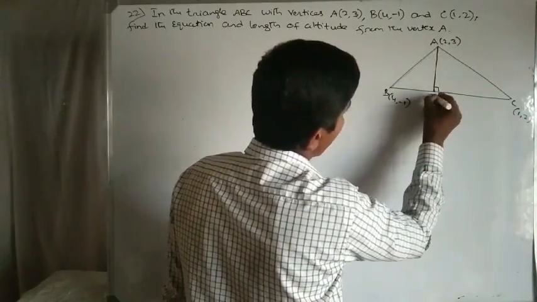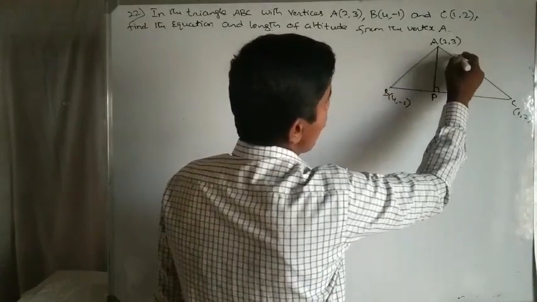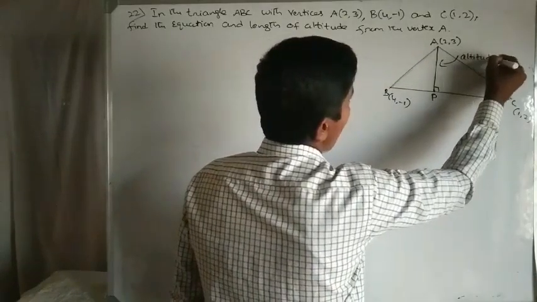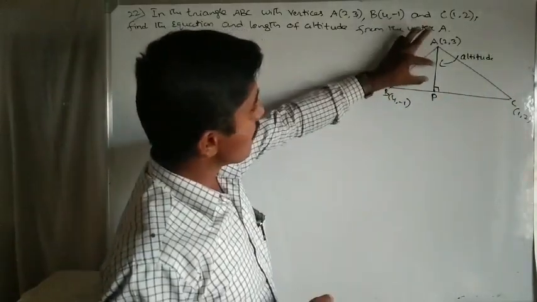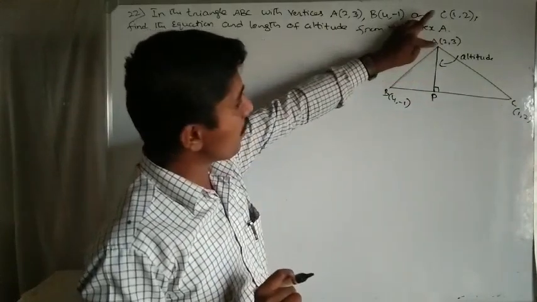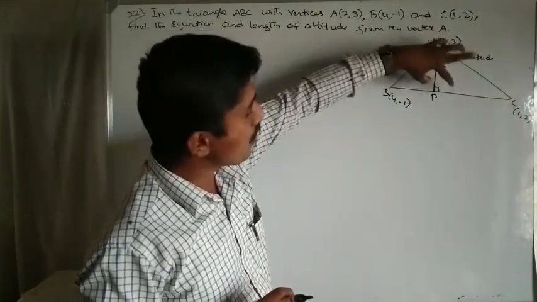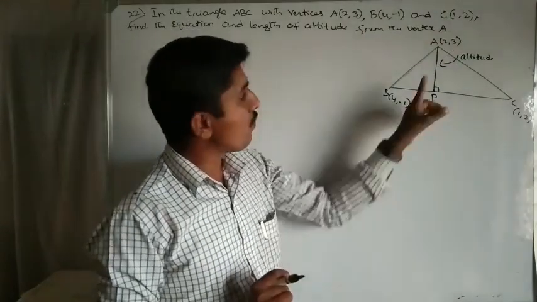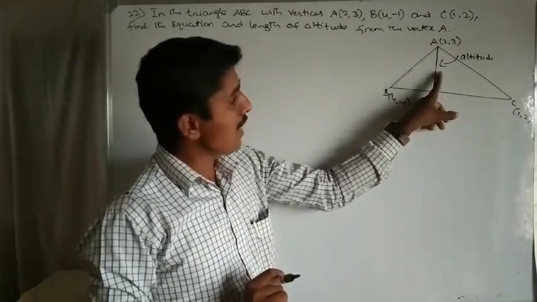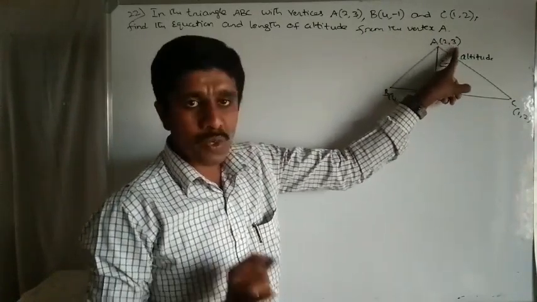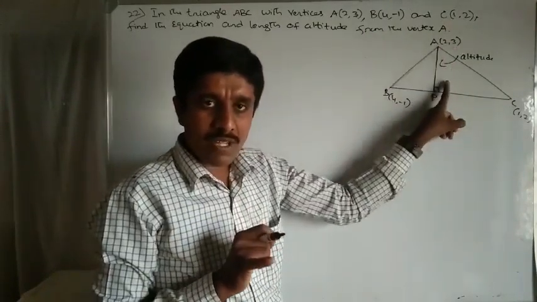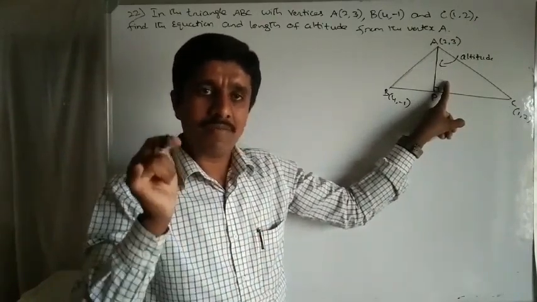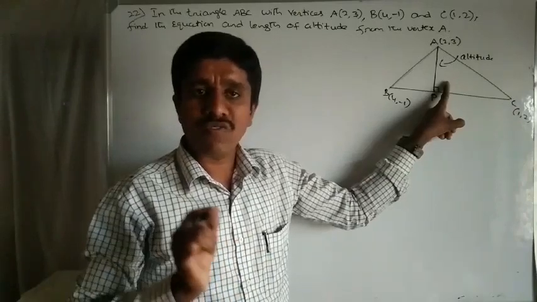So mark it as point P. Here AP is the altitude. Altitude means a line segment which is perpendicular from any vertex to the opposite side. Clearly it is the altitude passing through the vertex. First I am going to find the equation. This altitude passes through the point 2, 3. First find its slope and then find the altitude equation by using the point slope theorem.